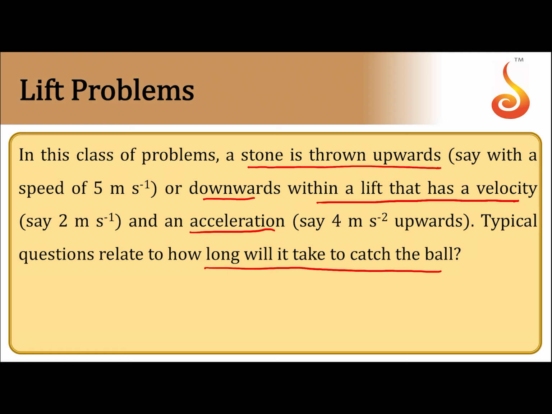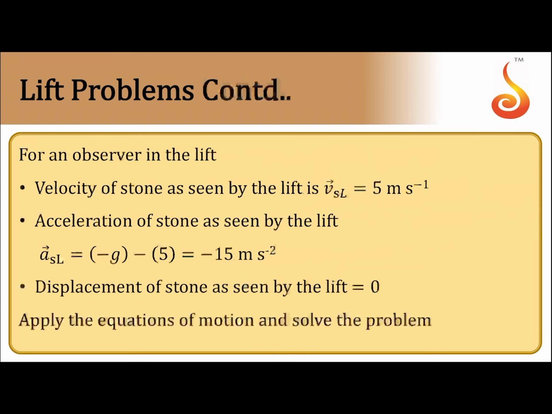For example, if you look at this situation here, if I consider an observer in the lift, for that observer the velocity of the stone as seen by the lift is, lift is nothing but the observer, that is 5 meter per second. That is the data according to the question. Velocity of the stone as seen by this one.